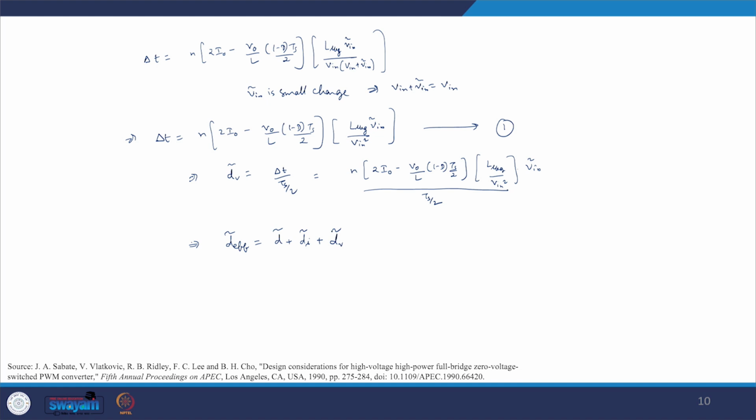So whenever there is a change in the duty ratio, how the plant will respond to that change, that transfer function we will derive by defining the small signal model. That we will do in the coming lectures.